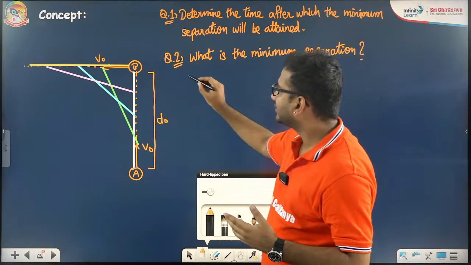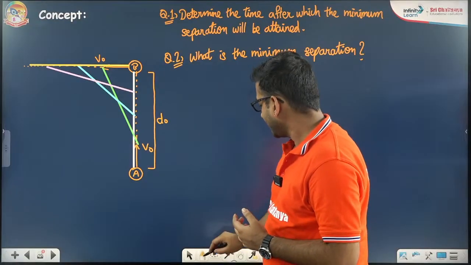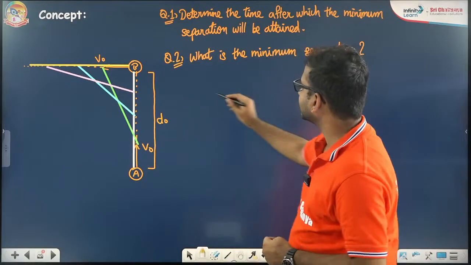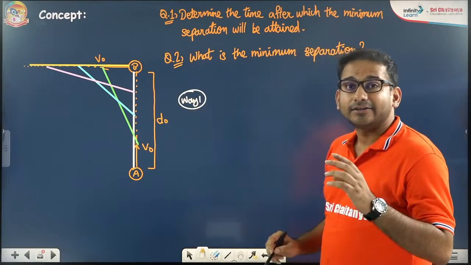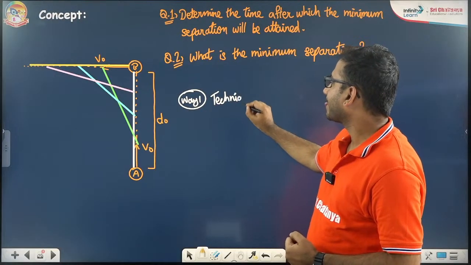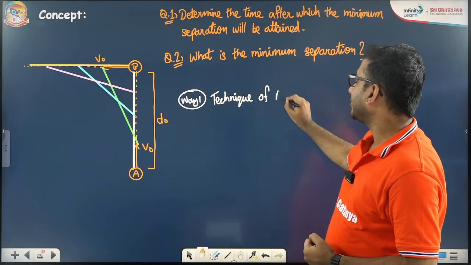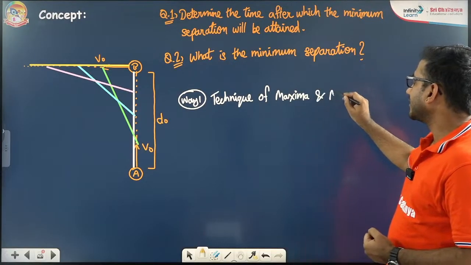There are multiple methods to deal with that. Way 1 of answering both the questions, in fact, way 1 of dealing with it is the technique of maxima and minima. Technique of maxima and minima means you have to do dy by dx as 0.